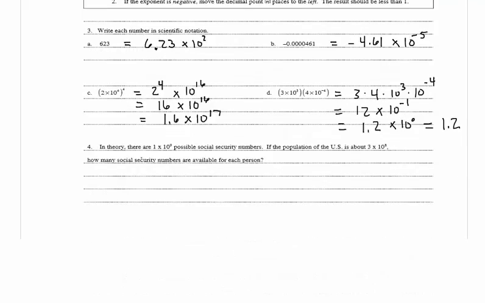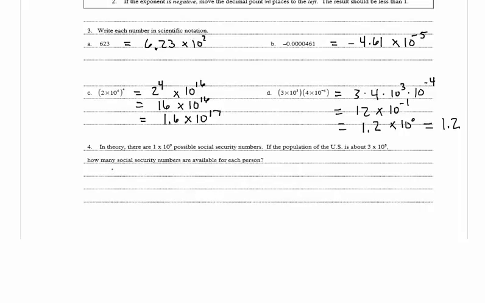In 4, it says, in theory, there are 1 times 10 to the 9th possible Social Security numbers. If the population of the U.S. is about 3 times 10 to the 8th, how many Social Security numbers are available for each person?